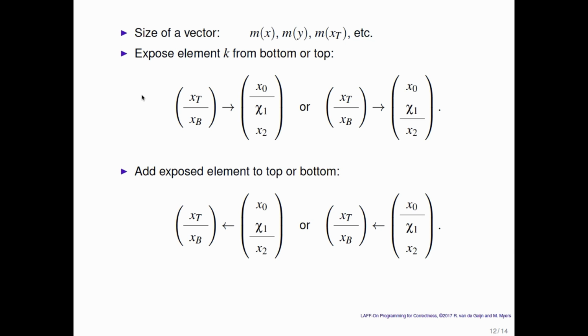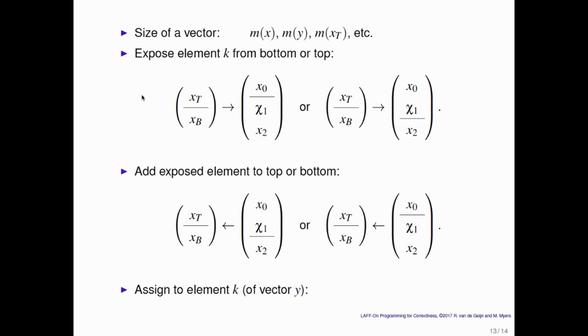So on the left here, x top becomes x0, chi1. The element chi1 has been moved from the bottom part to the top part. And on the right, you see that x top, x bottom becomes x0, and then x bottom becomes chi1, x2. And that means that the element now has been moved from the top part of x to the bottom part of x.